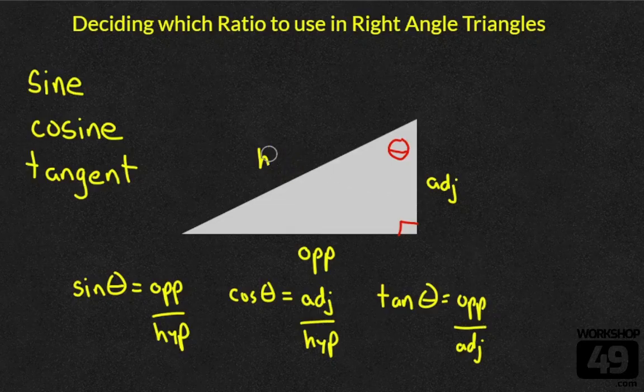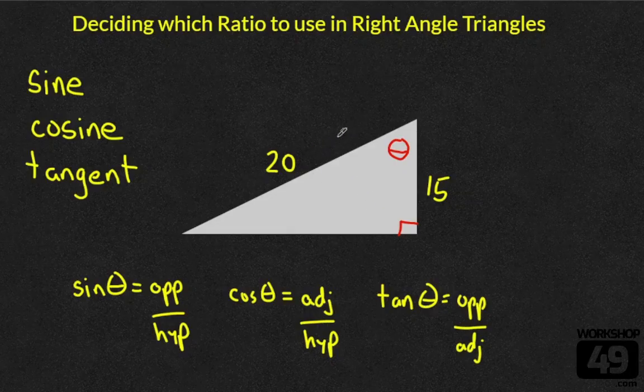In every situation, you have to be given at least two of the sides, and then you need to use that to decide which of the ratios you're going to use. So let's go ahead and throw some numbers up here, and you will notice that I only put numbers on two of the sides. It's up to us to decide which two sides those are.